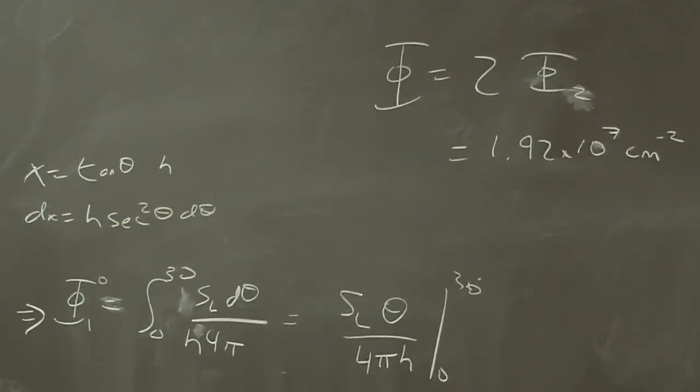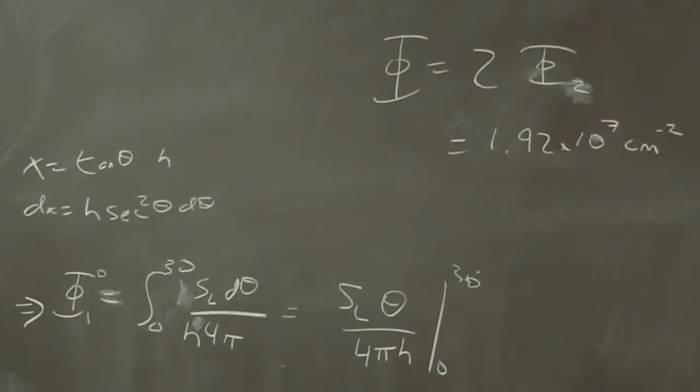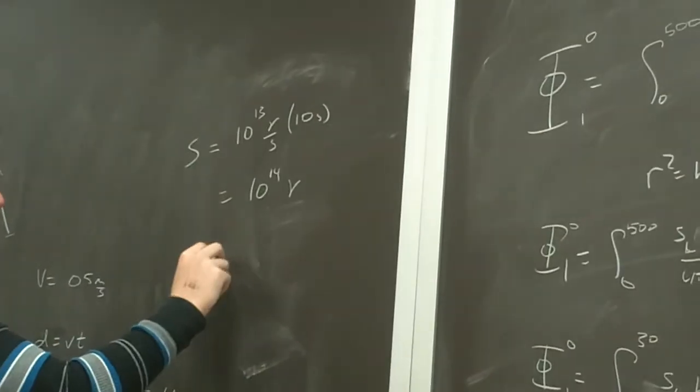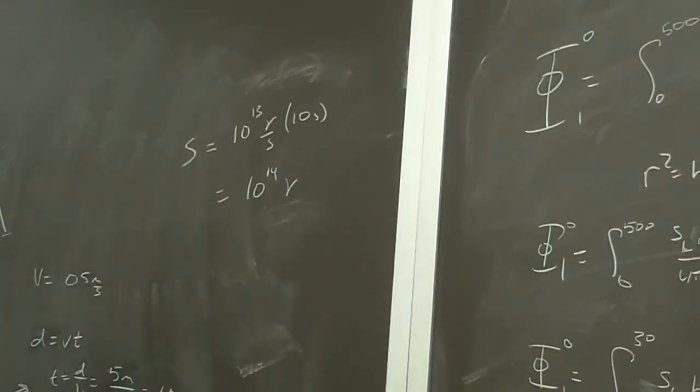And the way I found my line source, this is a line source. This is 10 to the 14 photons. It's going to be spread over 5 meters, or 500 centimeters. So you divide by 500 to find the per centimeter.